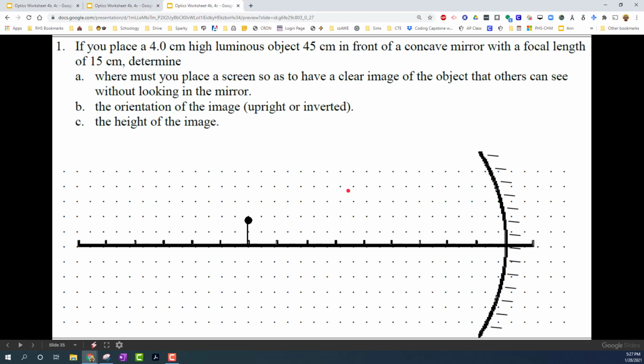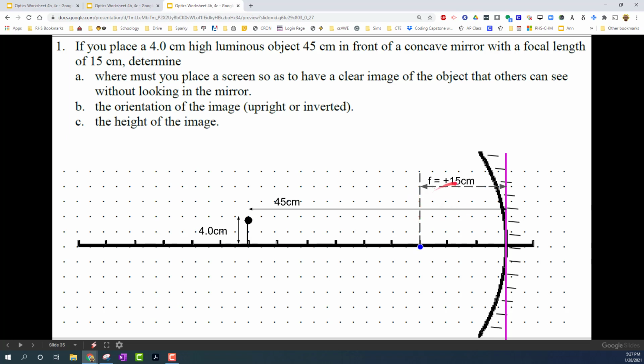In this video, we're going to solve a concave mirror problem. So let's see what the problem gives us. It tells us that SO is 45 centimeters. That's the object distance from the mirror. And remember, we're going to use a thin mirror approximation and say this is the actual location of the mirror.